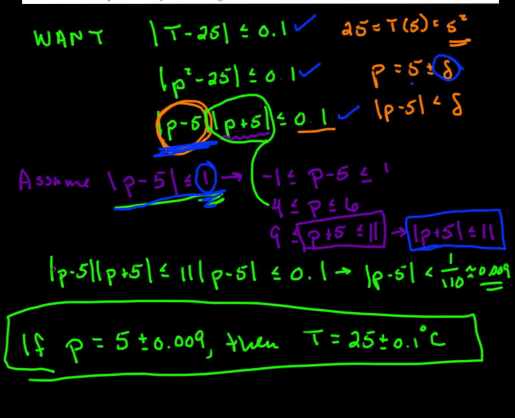Then going back to the original equation, remember, this is just the same as T minus 25. These two are exactly the same. So T minus 25 looks like the factored form P minus 5 times P plus 5, which, if I make this assumption that the pressure is within 1 of 5, then P plus 5 is less than 11, and I get this statement. And I wanted it to be less than 0.1, so then I divide both sides by 11, getting 0.009. And so my pressure has to be 5 plus or minus 0.009. If that's true, then the temperature will be within 1/10 of 25 degrees Celsius.